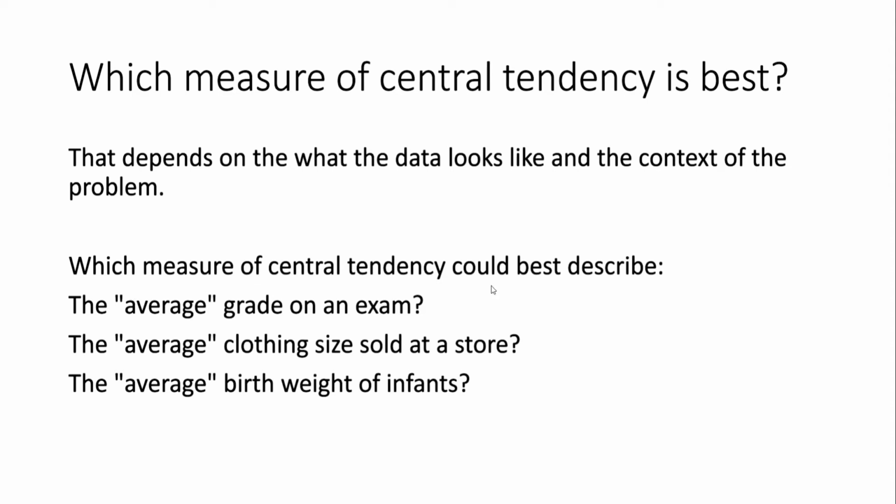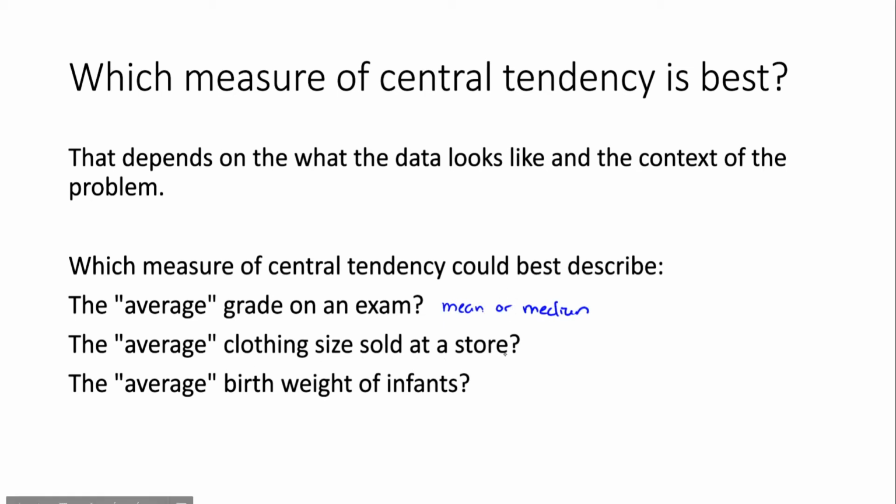Which measure of central tendency could best describe the average grade on an exam? Maybe it's the mean. Maybe it's the median. What if the exam is ridiculously hard, but there's still a couple people who got 100s, because they always get 100s, and they threw off the curve. So the mean is higher than what most people scored on the exam. The median might be a better representative in that case if you have something throwing off a curve, but the mean could also work.